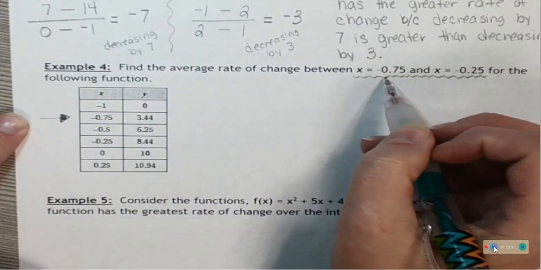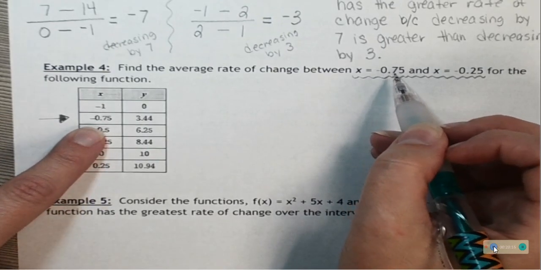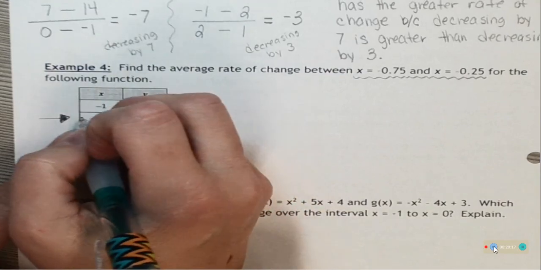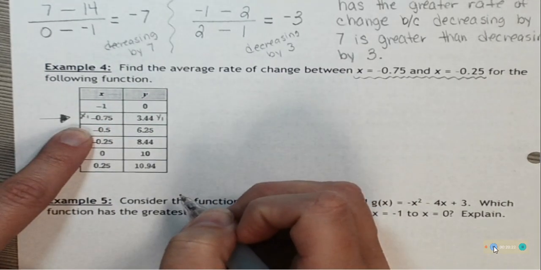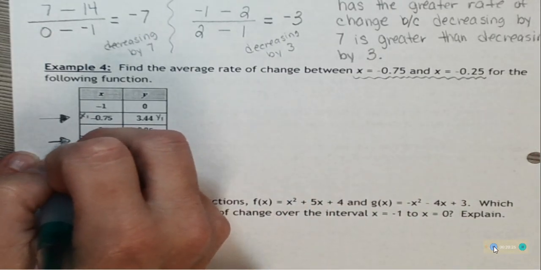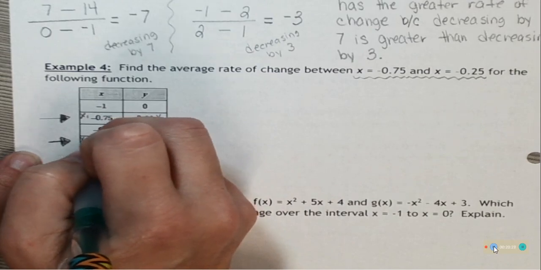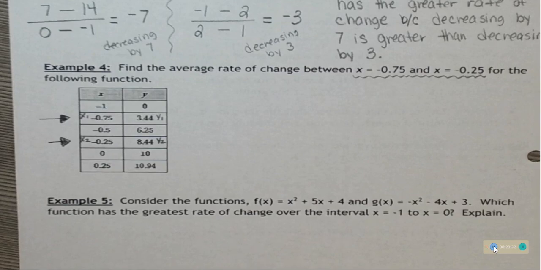What did it tell me? Negative 0.25, I can't read. Negative 0.75. And so if this is x1, this is y1. The other x they told me was negative 0.25. That's this right here. So that makes this x2, y2. I don't care about any of the other points because they didn't ask me about that interval.